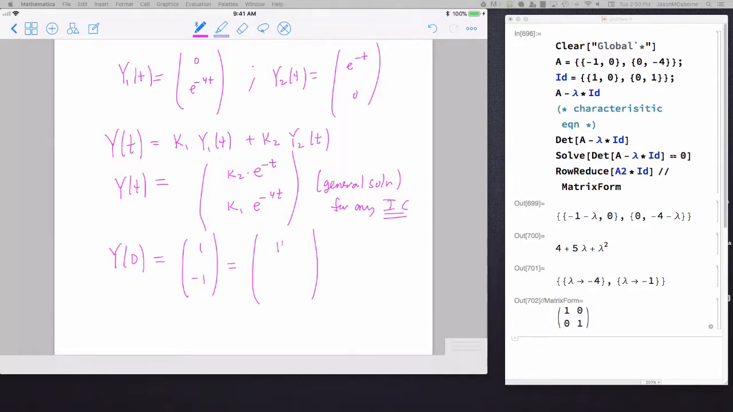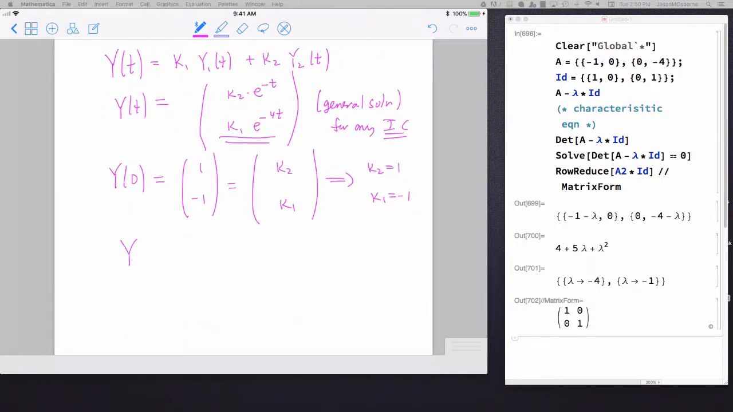Then you know that you're going to get k2, k1, putting in 0 here, and that's supposed to be 1, negative 1, which tells you that k2 is 1 and k1 is negative 1. So your solution that goes through the initial condition in question is e to the negative t, negative e to the negative 4t. Okay. So there's your solution that goes through the initial condition 1, negative 1, let's say.